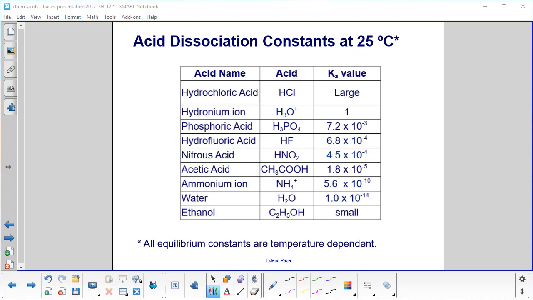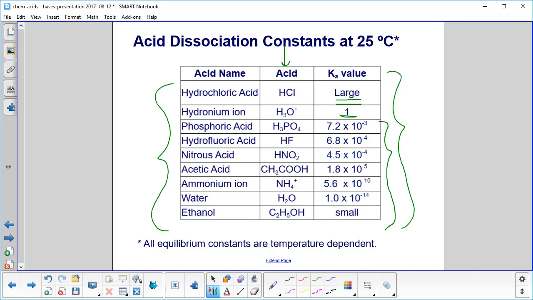Always good to have a table to illustrate what we just talked about. Here are various acids. Here's a formula. And then over here are their dissociation constants. Notice hydrochloric acid, which is very strong, has a large Ka. Hydronium, which is kind of on the border between weak and strong, is at 1. And then look at the range of the weak acids, from 10 to the minus 3 all the way down to, well, small. Small must mean less than 10 to the minus 14. So there's a clear difference there between strong and weak acids.